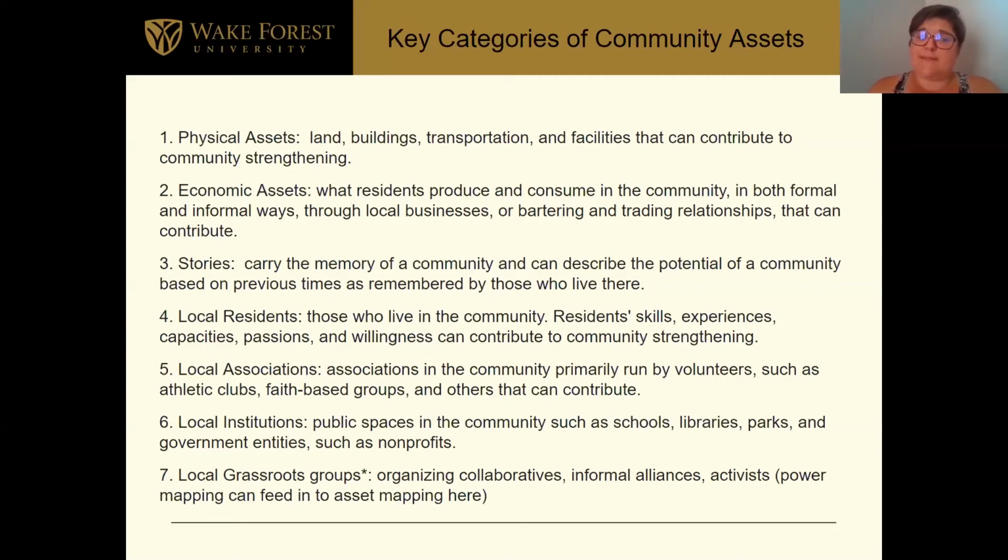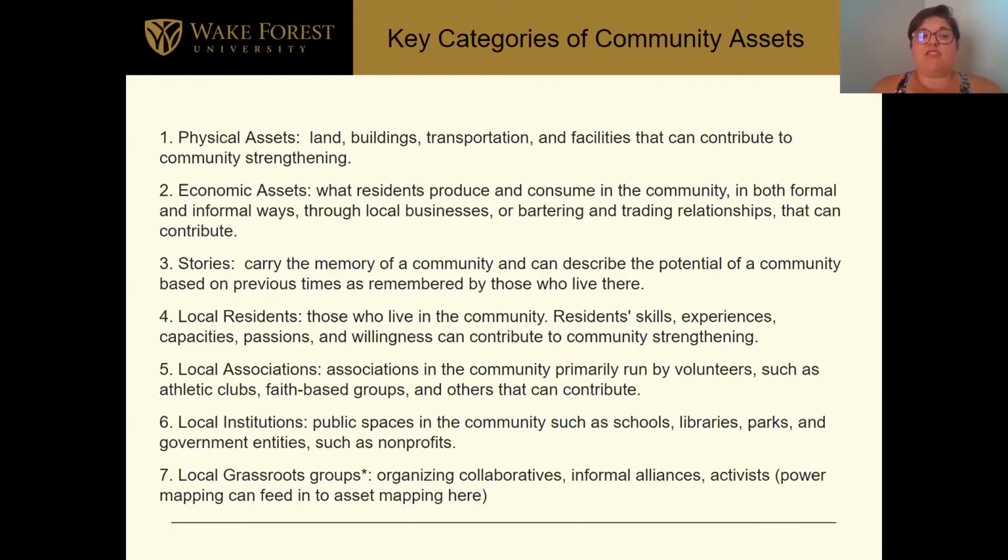Local institutions are one of these. This can include public spaces in the community like schools, libraries, and parks. It can include government institutions. It can include nonprofits. The important thing is that institutions are really one of seven in an asset-based framework, whereas in more traditional community development work, they are often the primary driver of a lot of changes.